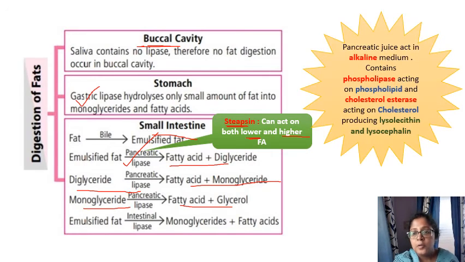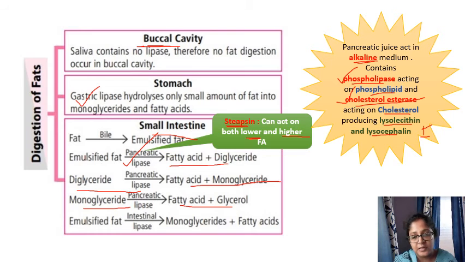Okay, next, pancreatic juice, as you know, acts in the alkaline medium. It contains phospholipase which acts on phospholipid. As you can understand, these are substrate based enzymes. So phospholipase acts on phospholipid, and cholesterol esterase acts on cholesterol, because again this is substrate based, producing lysolecithin and lysocephalin. So these two are very important, lysolecithin and lysocephalin.